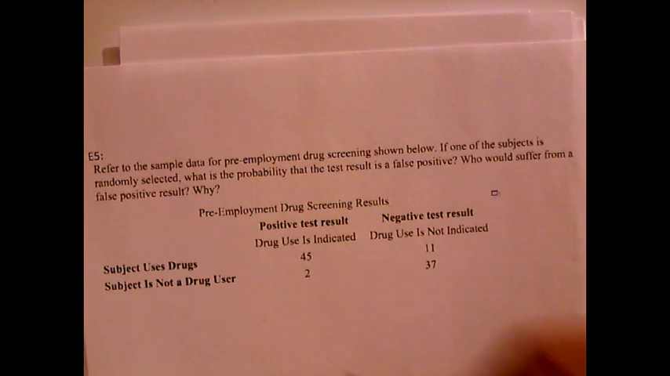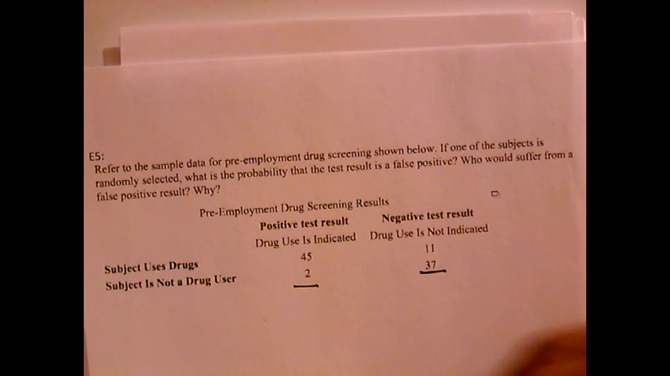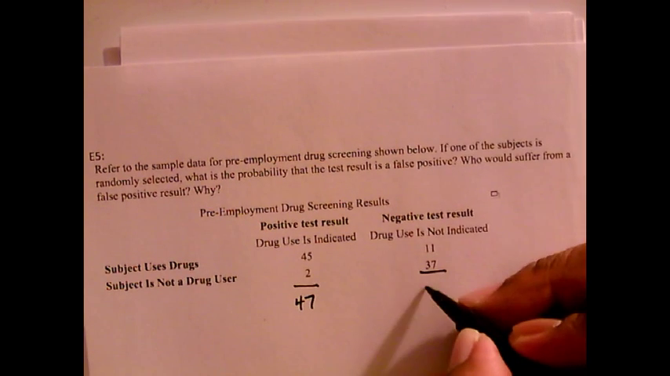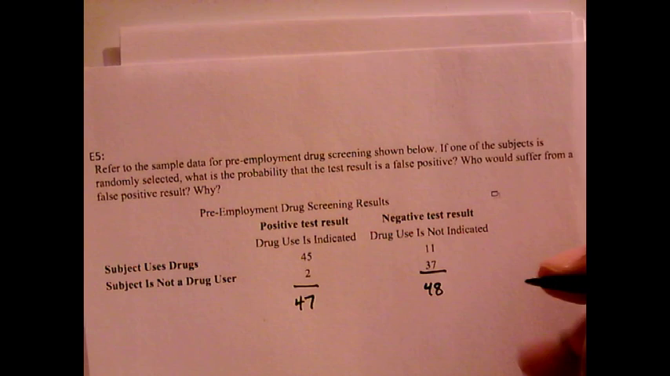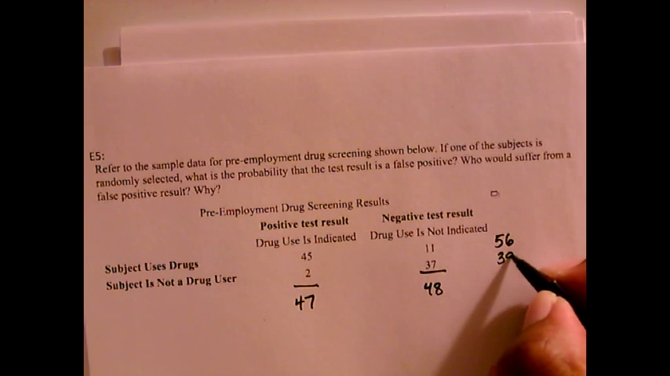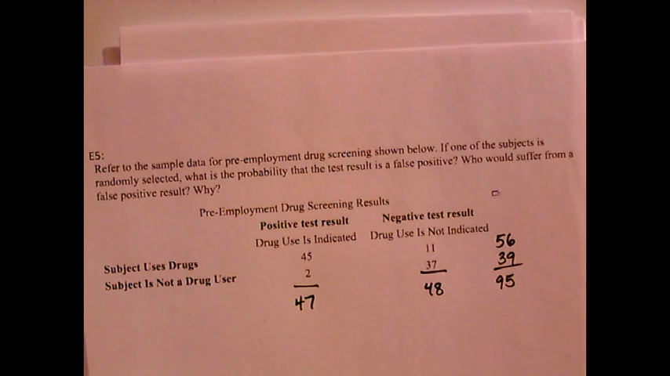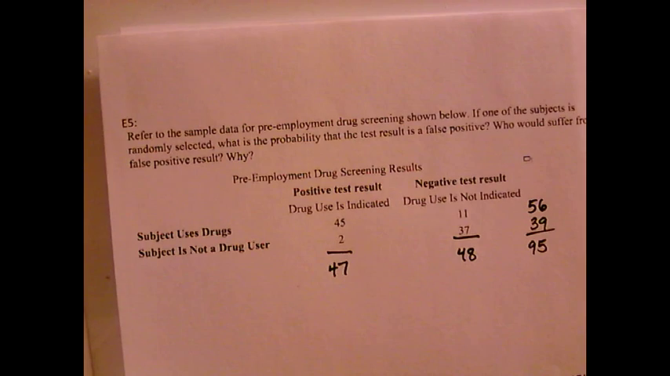And what I'm going to do here is put the totals for each column going up and down, and totals going across. So 45 and 2 will be 47. 11 and 37 will be 48. And then I'm going to add across. 45 and 11 will be 56. And 2 and 37 will be 39. And that grand total will be 95, going straight up and down and going straight across. Okay, so here we want the probability of getting a false positive result.